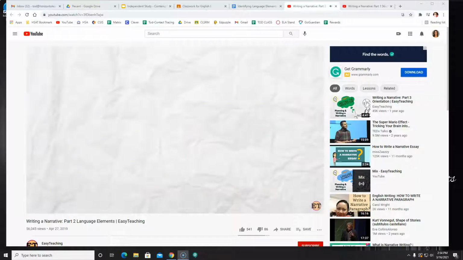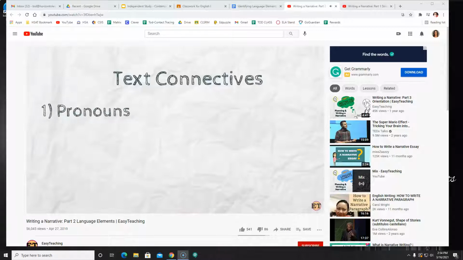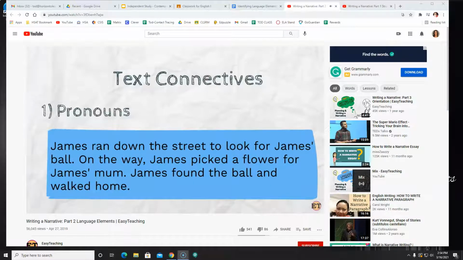Good writers also use text connectives to make their writing flow. One type of text connectives are pronouns. Here's an example of writing without pronouns. Read it to yourself. What do you notice?